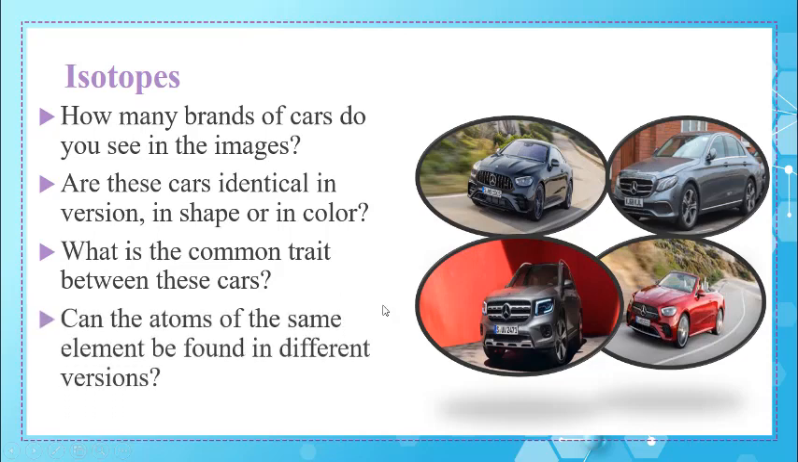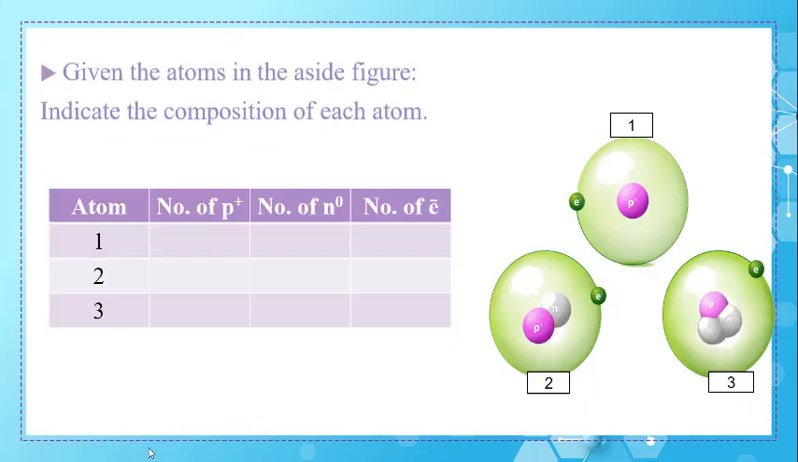Can the atoms of the same element be found in different versions? Given the atoms in the side figure, indicate the composition of each atom. Composition means the number of protons, the number of neutrons, and the number of electrons. Protons are found inside the nucleus, neutrons inside the nucleus, and electrons in the electron cloud.